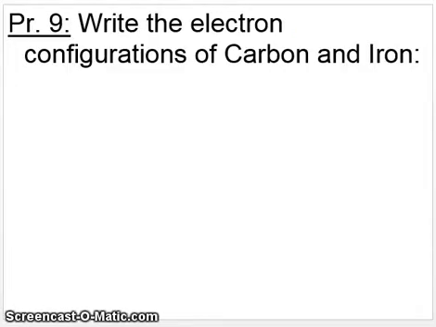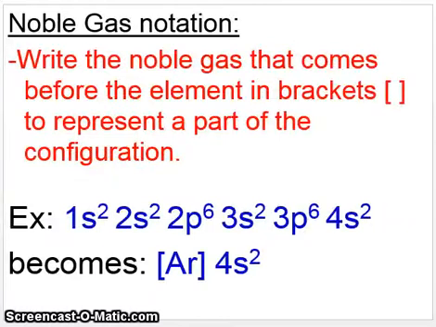And then let's review one last concept. And this is going to be a way of writing the configuration a little more compressed, a little less extended. So this is called the noble gas notation. And you would write the noble gas that comes before the element in brackets, and we'll show you what the noble gases are. And then do represent part of the inner configuration, and after that, we'll put the rest of the configuration. So the example here is this.